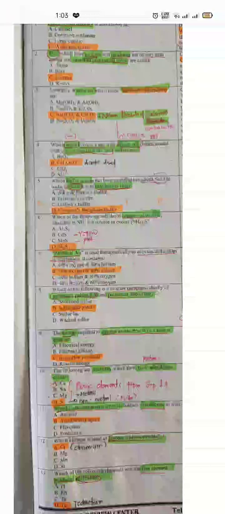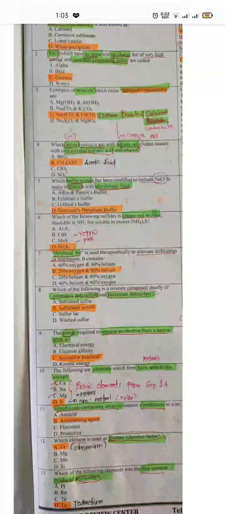Number 10. The following are elements which form basic anhydrides except your sulfur. So your calcium, sodium, and magnesium are your basic elements in order to form basic anhydrides. Basically, these are your metals or your group 1A of the periodic table. So metals are capable of forming basic anhydrides, while your non-metals are capable of forming oxides. So take note of that.